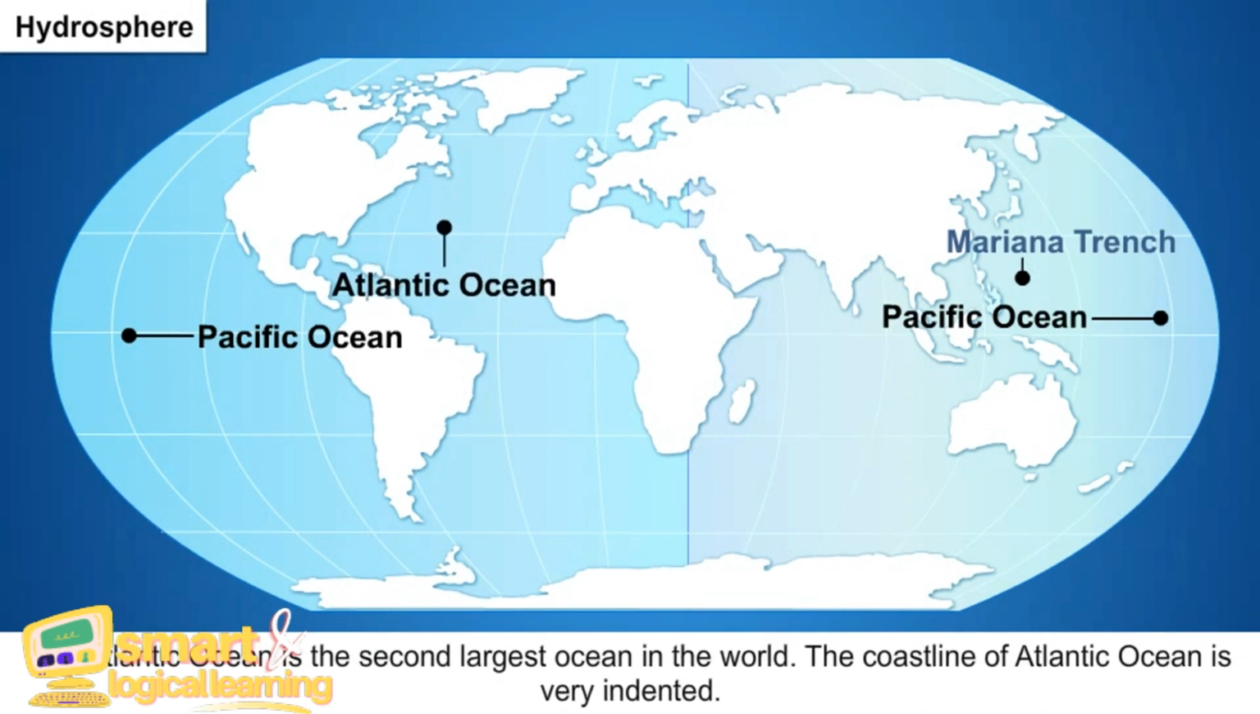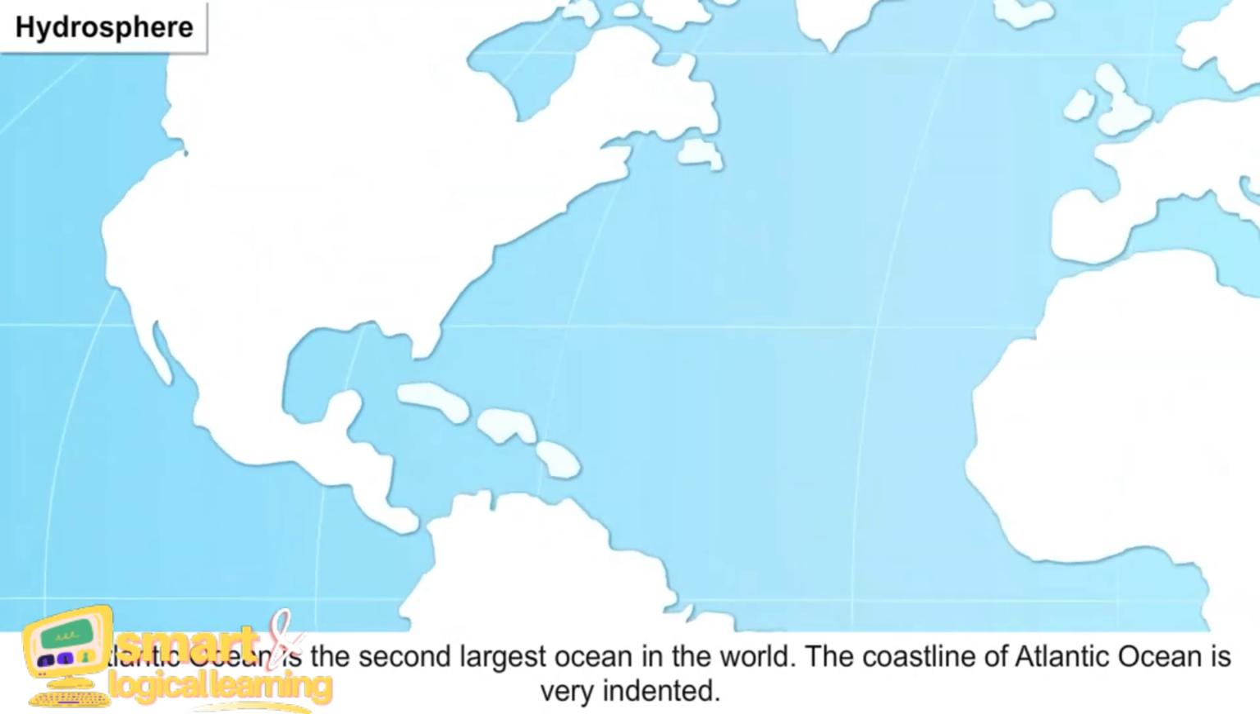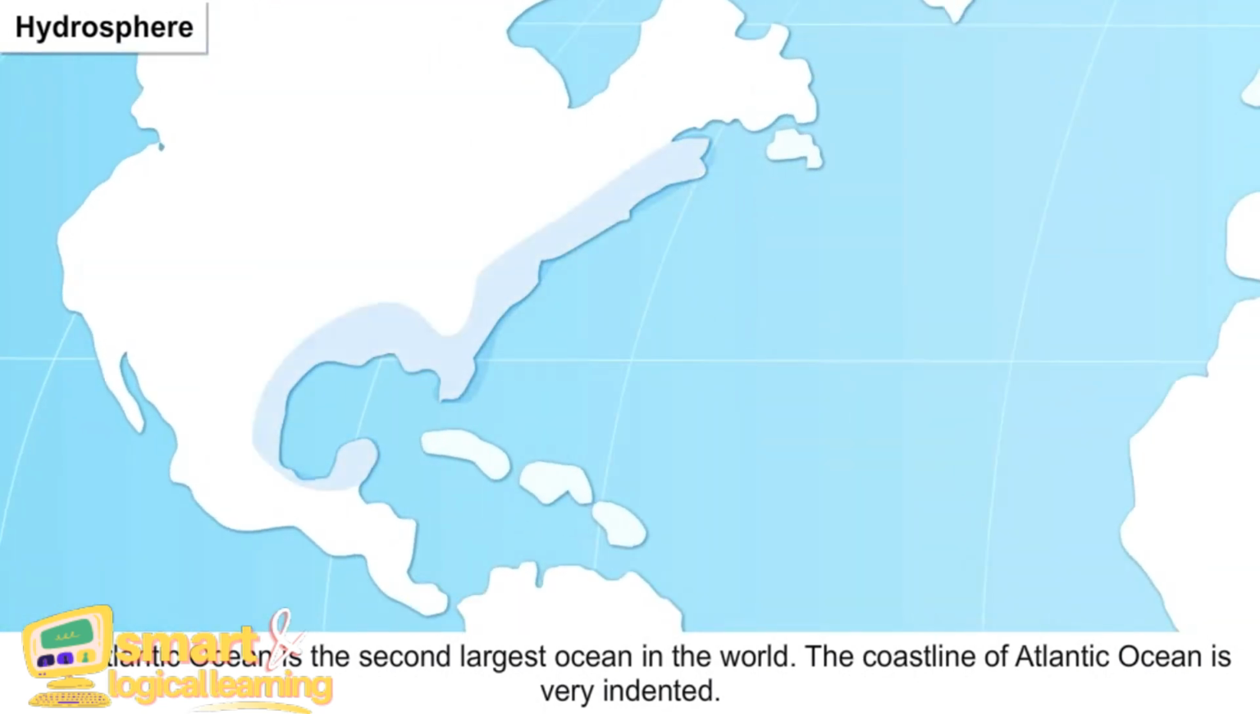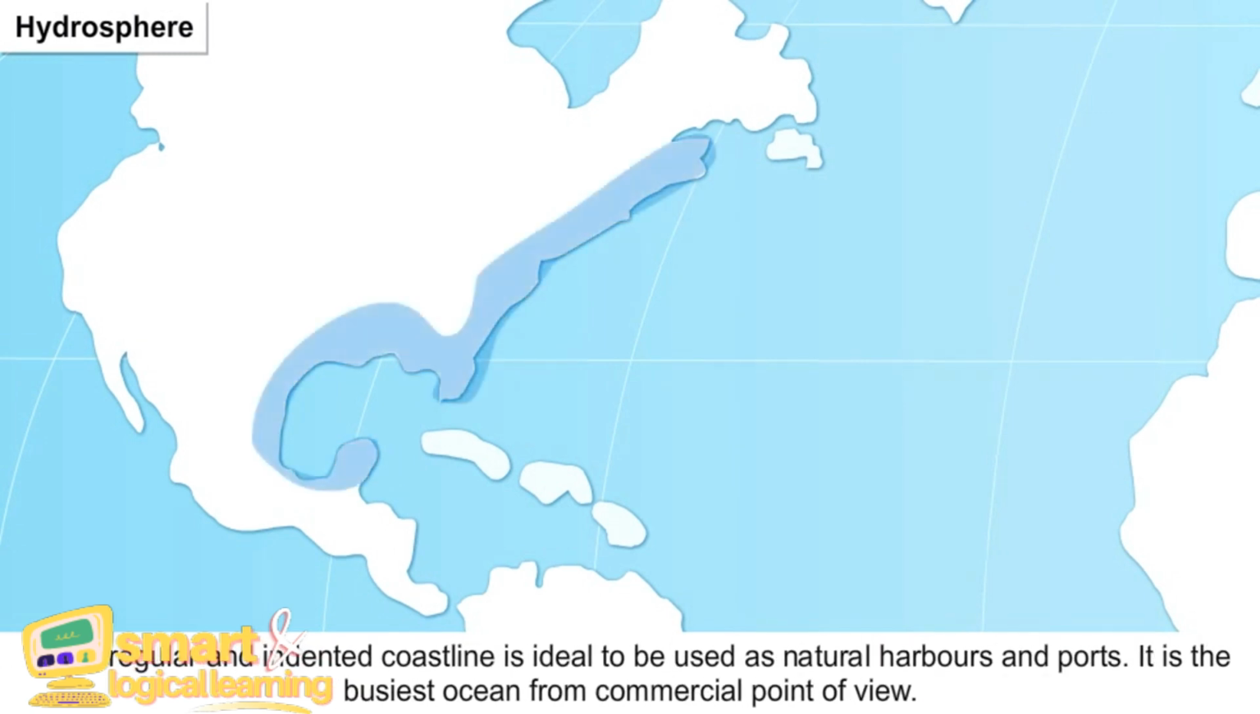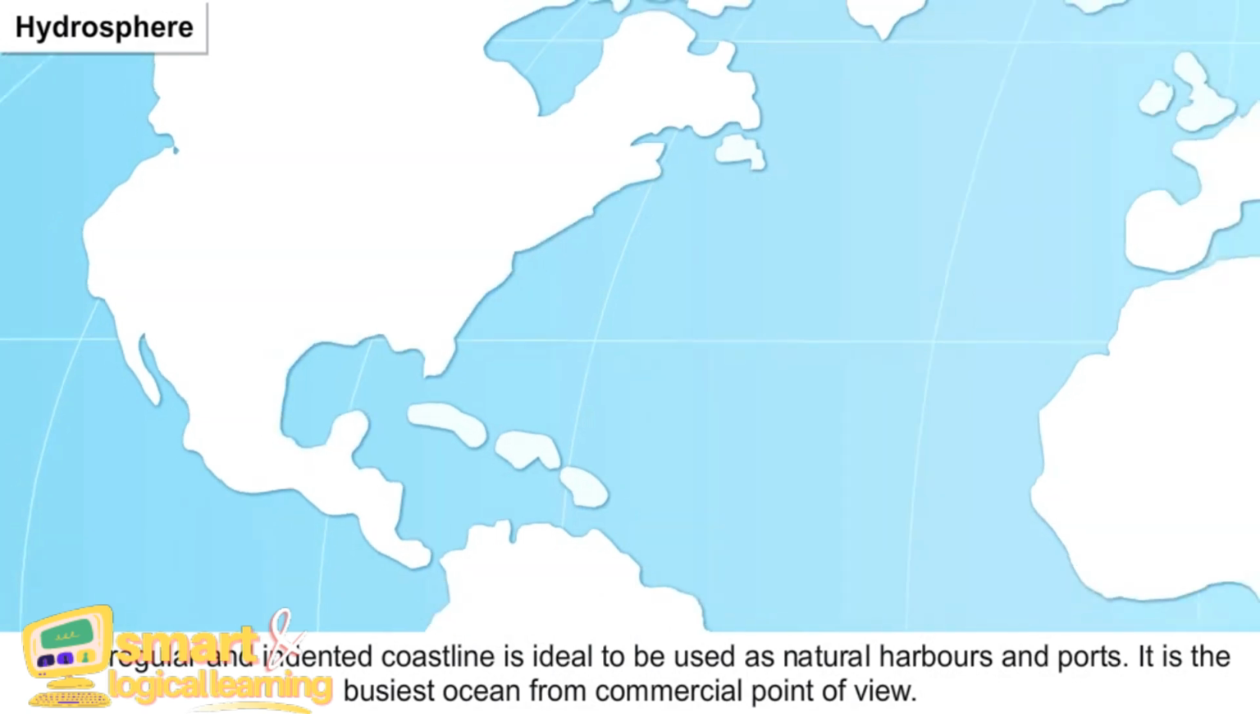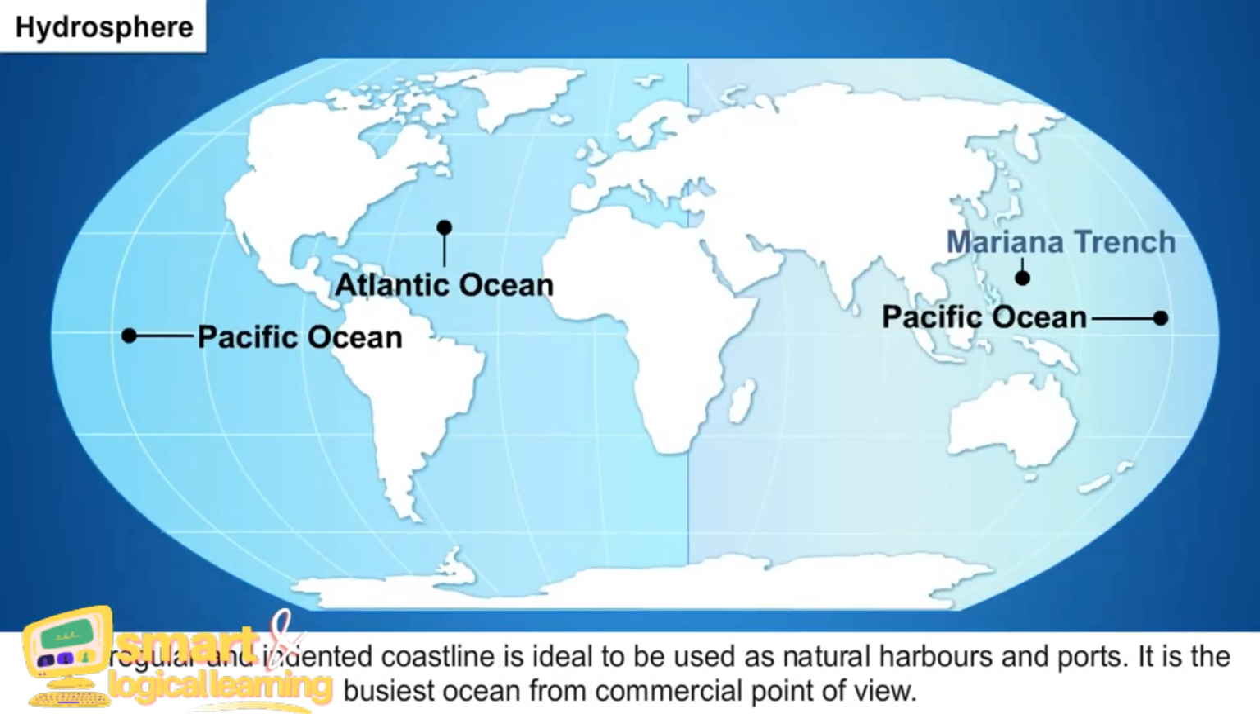2. The Atlantic Ocean is the second largest ocean in the world. The coastline of the Atlantic Ocean is very indented. This irregular and indented coastline is ideal to be used as natural harbors and ports. It is the busiest ocean from a commercial point of view.